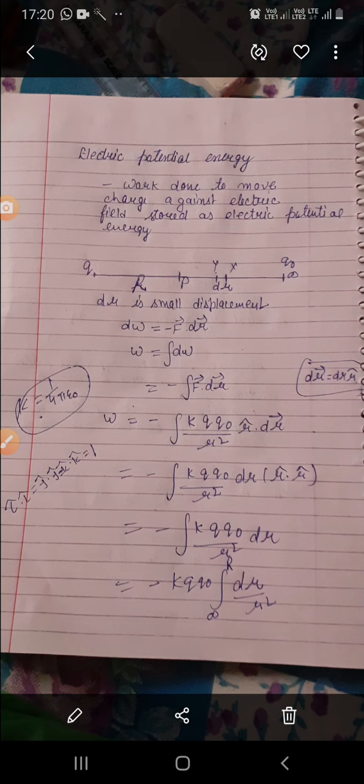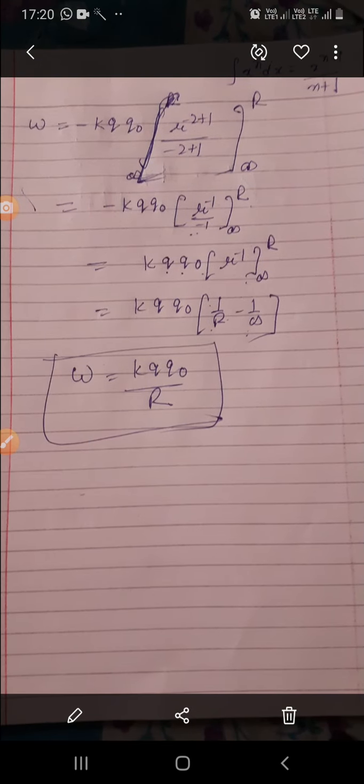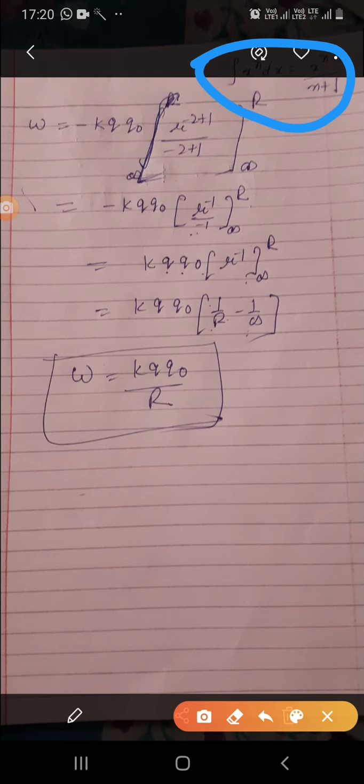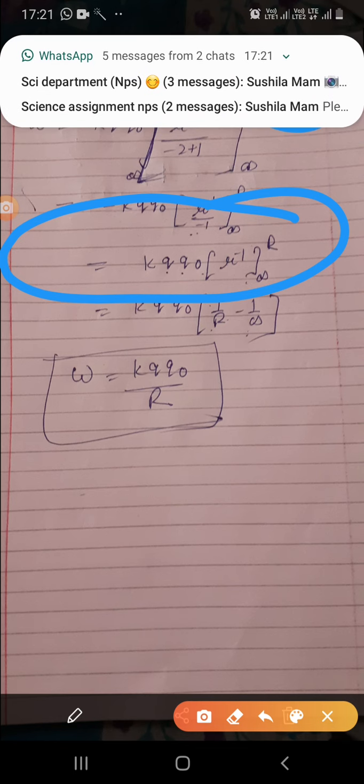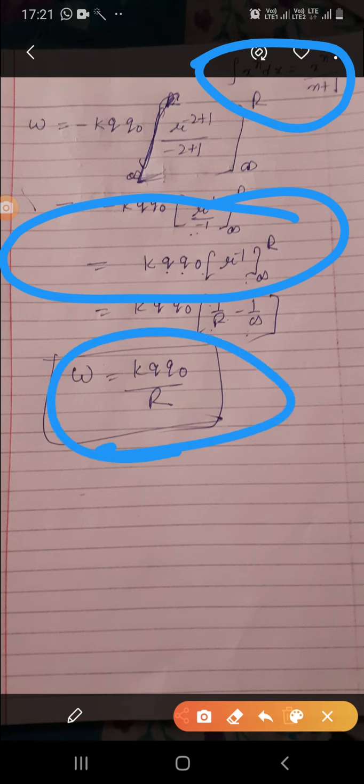So minus k q q naught is constant and the integration limit is infinity to r, and dr upon r square. Then we have to use the formula that integration of x raised to power n dx is equal to x raised to power n plus 1 upon n plus 1. So here the power of r is minus 2. So what will be the work done? Minus k q q naught, integration limit infinity to r, and r raised to power minus 2 plus 1 upon minus 2 plus 1. So what will be the total work done when you put these values? It will be W is equal to k q q naught r raised to power minus 1, limits infinity to r, and total work done is k q q naught upon r.